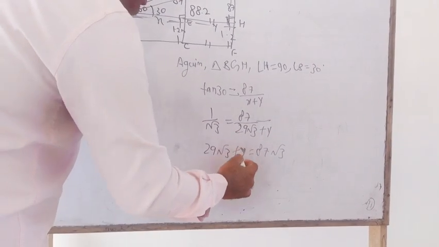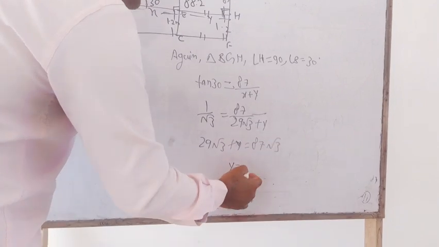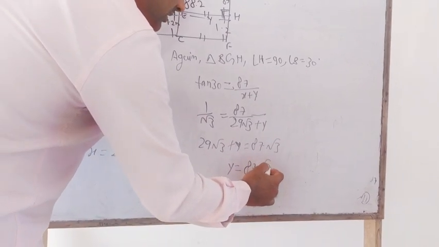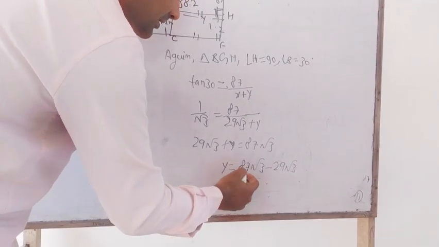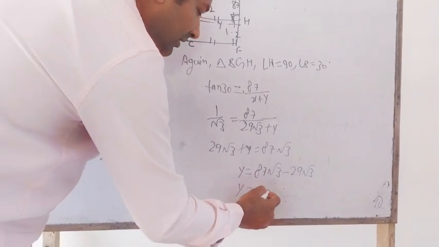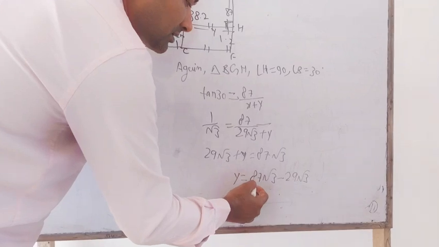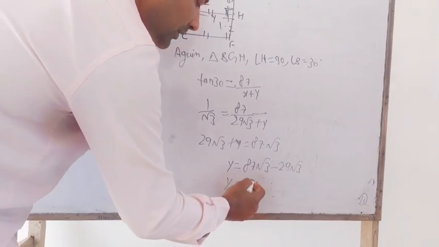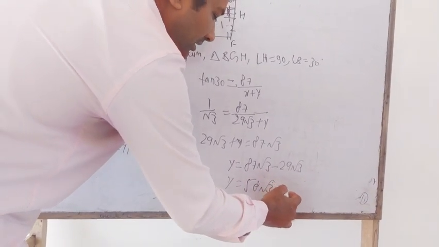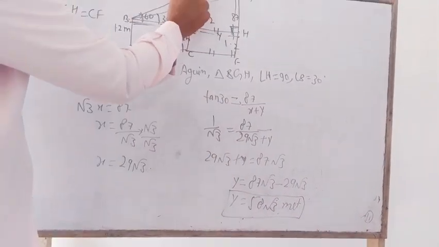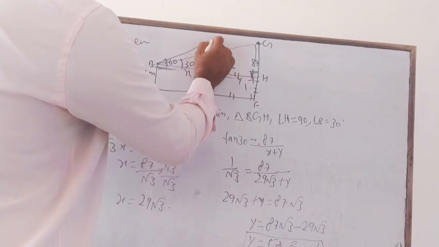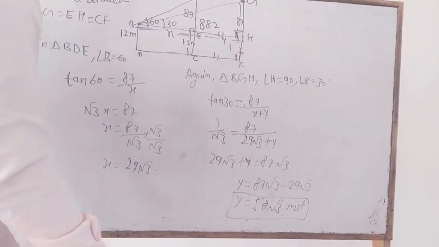Transferring that value, y equals 87 root 3 minus 29 root 3. On subtracting, 87 minus 29 becomes 58. So y equals 58 root 3 meter. So the balloon will travel in this interval from D to G equal to 58 root 3 meter.